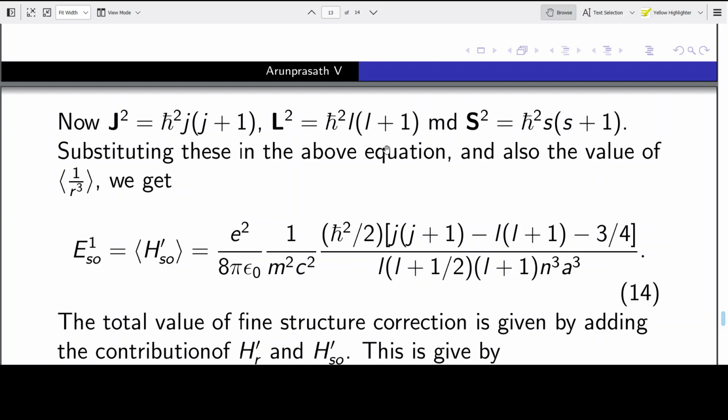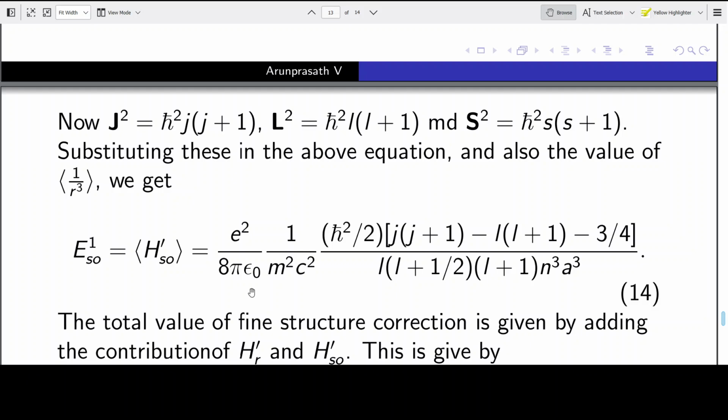Substituting this in the above equation, also the value of the expectation value of 1 over r cube, we get E SO is given by e square by 8 pi epsilon naught times 1 over m square c square times h bar square by 2 times j times j plus 1 minus l times l plus 1 minus 3 by 4 divided by l times l plus half times l plus 1 times n cube a cube.